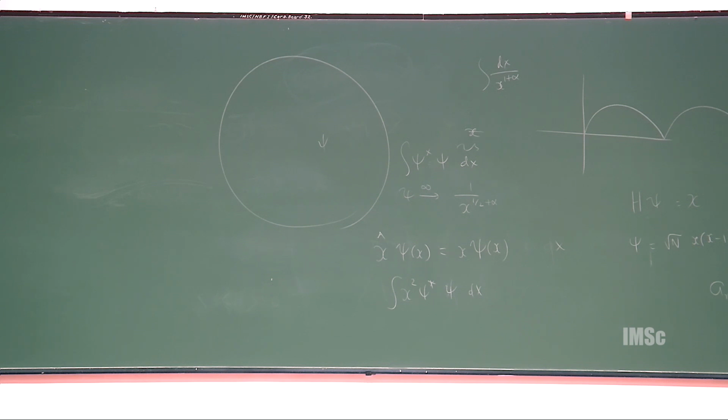So if a function is square integrable, like psi of x, there is no guarantee that x acting on that psi of x will give me a function which is square integrable. Now this is true not only for x, it's true even for p, for the Hamiltonian, for various operators which you have.